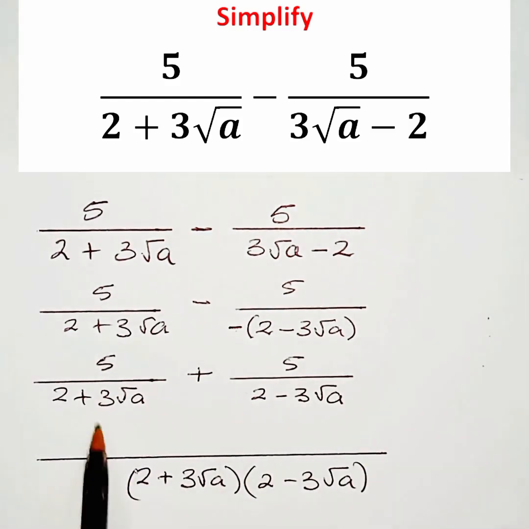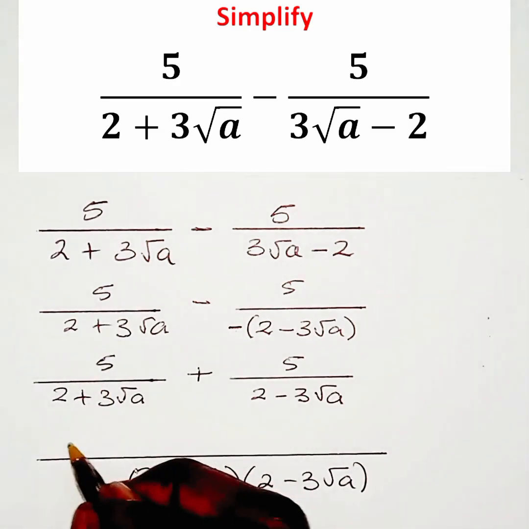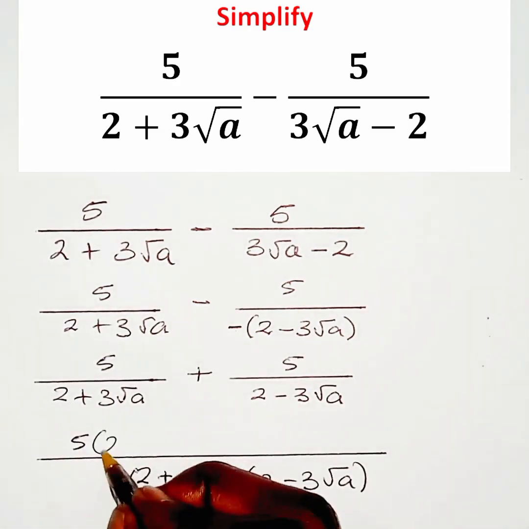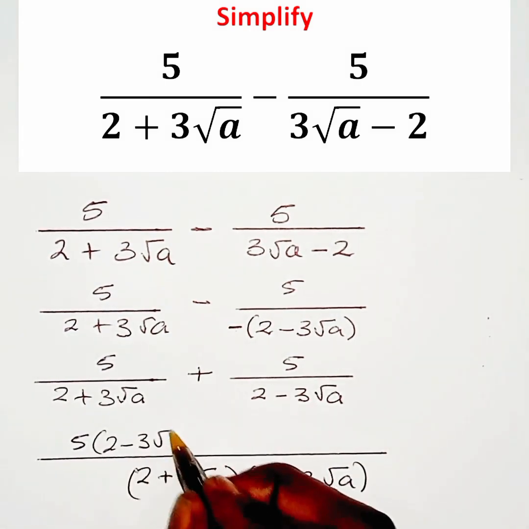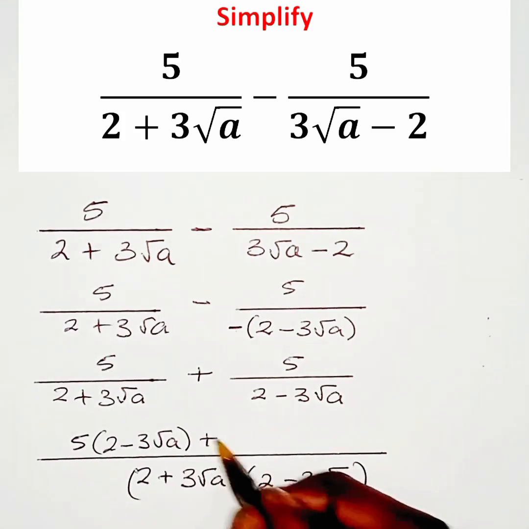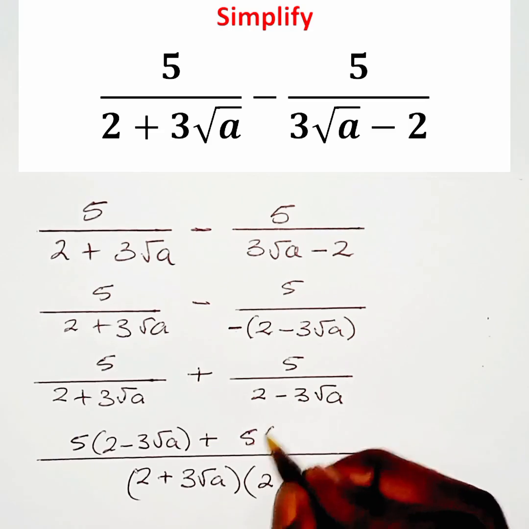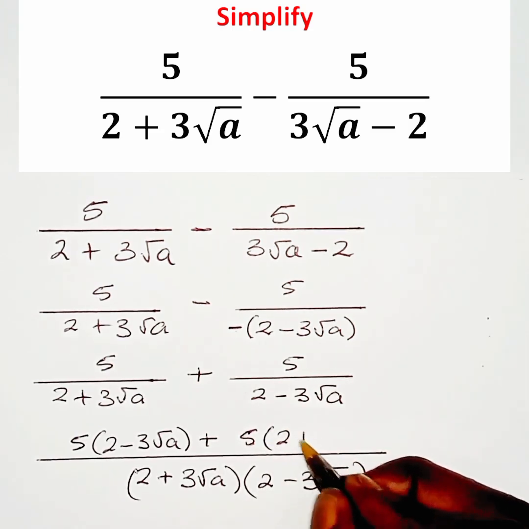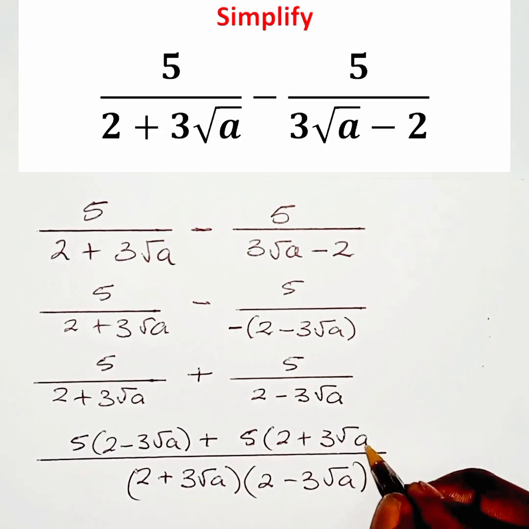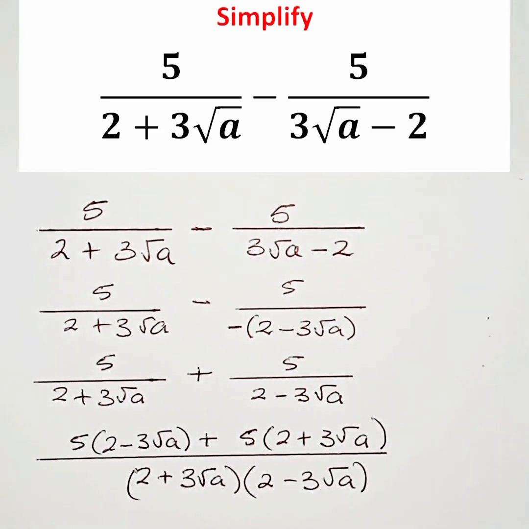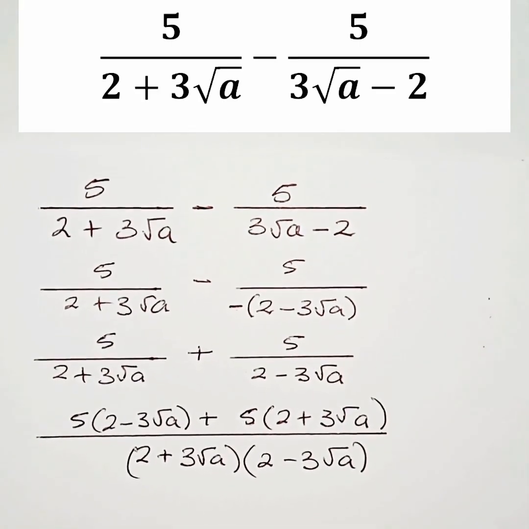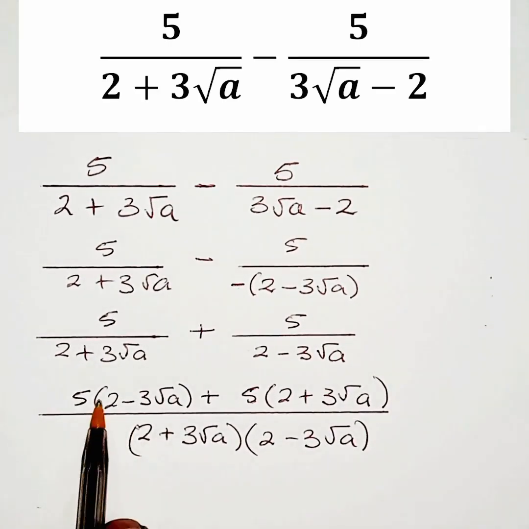So we are going to divide this into that. We get that. Then we multiply that by 5. So we are going to have 5 into 2 minus 3 root a, plus we divide that into that. We get that. So we are going to have 5 into 2 plus 3 root a. Now we're going to simplify what we have on this top part.